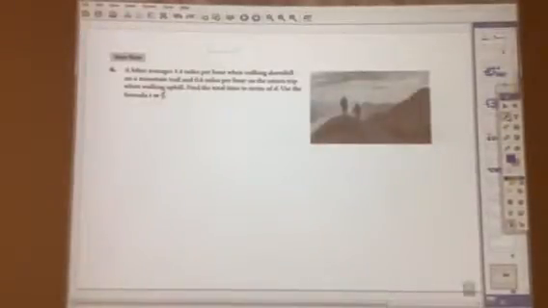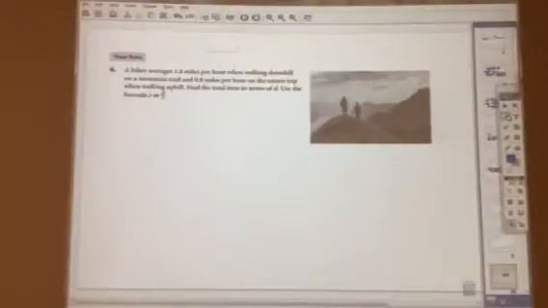Okay, we're going to continue on 10.1 on the model problems, page 521. Your turn, number 6, at the bottom. A hiker averages 1.5 miles per hour when walking downhill on a mountain trail, and 0.8 miles per hour on the return trip when walking uphill. Find the total time in terms of D.